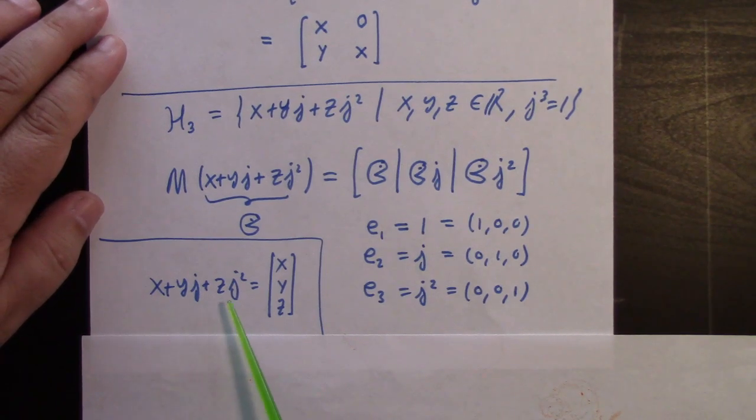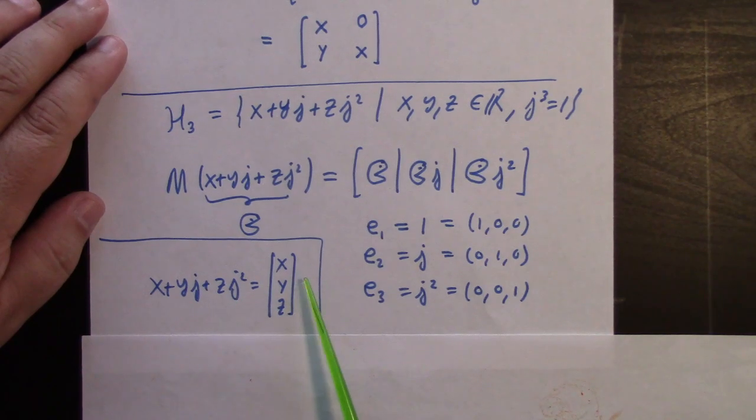And again, x plus jy plus zj squared is another notation for x, y, z in this world. Anyway, I hope that helps you with that problem in the homework.